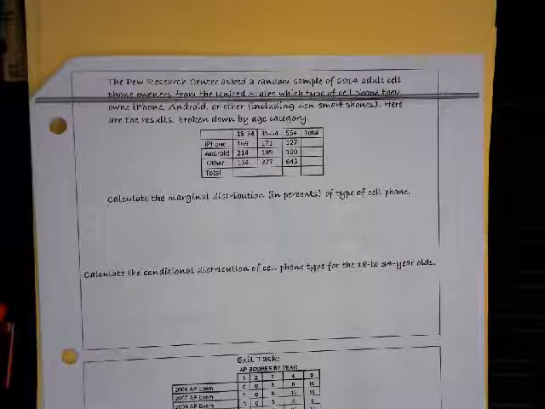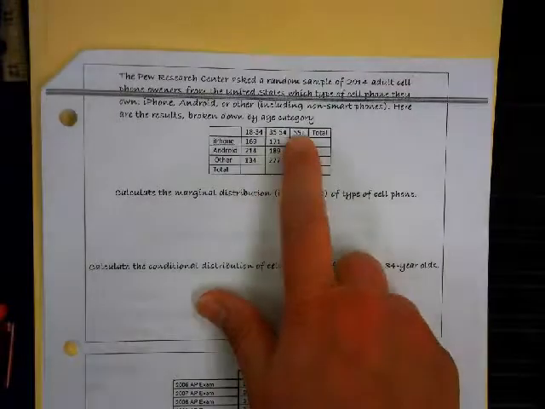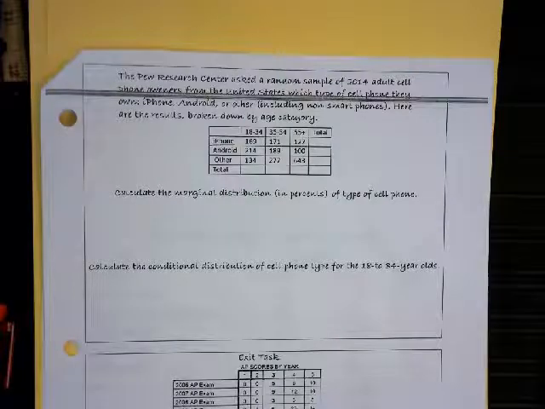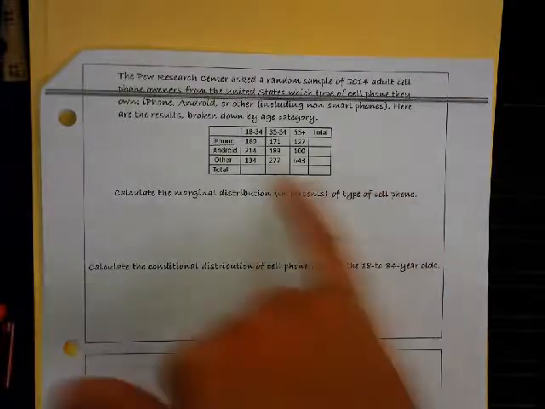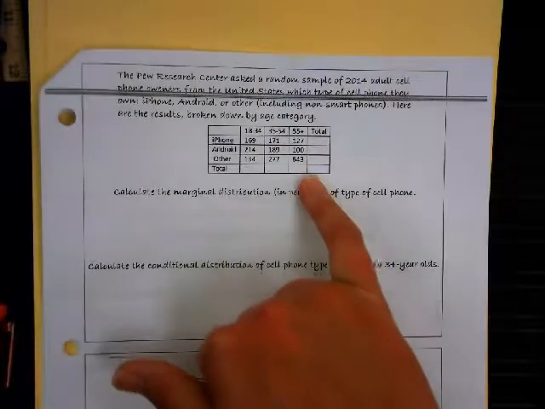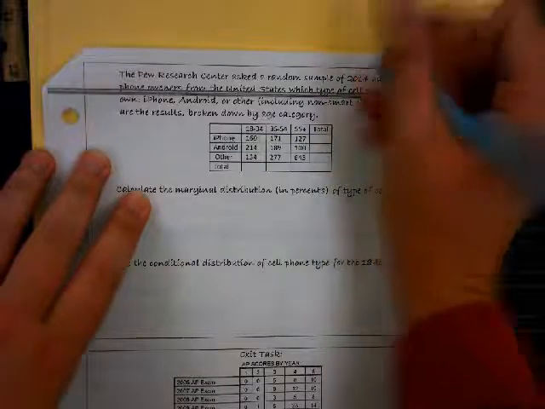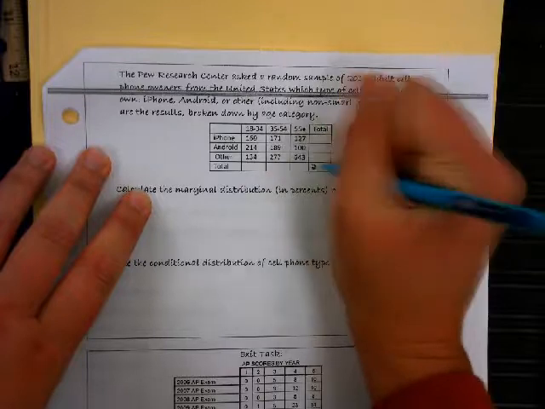So the results are broken down by age category. You have 18 to 34-year-olds, 35 to 54, 55 and older, iPhone, Android, other. Most of the time when they give you this information, they will not put totals there, so it's just a good habit to fill in your total column and your total row. The one nice thing is that it tells us that we should have 2014, although I just realized I made a typo. It should say 2024.